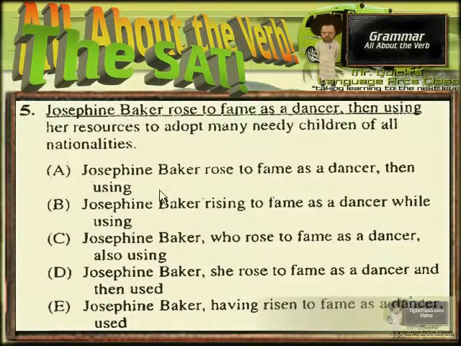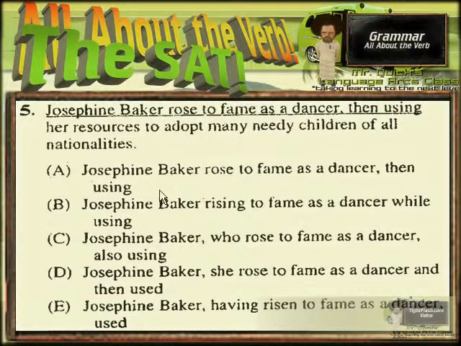We know we're going to get rid of A because we just said it must be a problem with using. B, Josephine Baker rising to fame as a dancer while using. Well, that is even worse because now we don't even have an independent clause. So we're going to get rid of B also. C, Josephine Baker, who rose to fame as a dancer, also using, pretty much kills it. It started good, but then also using, what's that? That doesn't even make sense because also is an adverb. And what does it modify? It just doesn't make sense. Very awkward. Let's get rid of C.